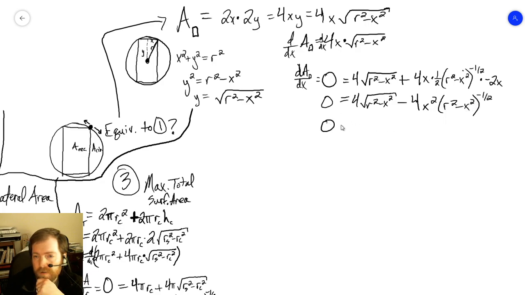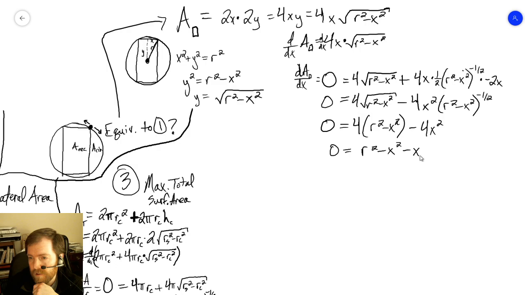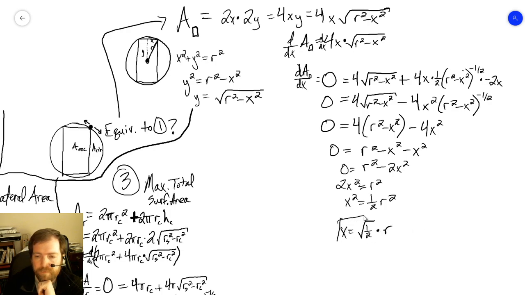And this is going to end up being 0 here. This is 4 times r squared minus x squared minus 4x squared. Divide both things by 4. 0 equals r squared minus x squared minus x squared. r squared minus 2x squared equals 0. This is 2x squared equals r squared. So x squared equals 1/2 r squared. We get the same thing. Yep, cool. So x equals square root of 1/2 times the radius.